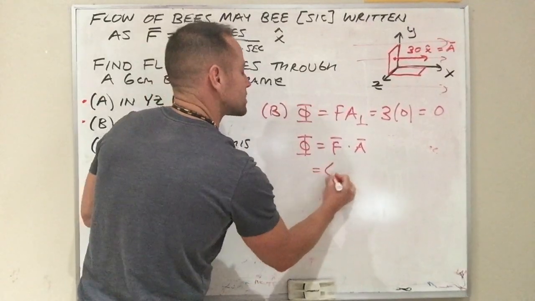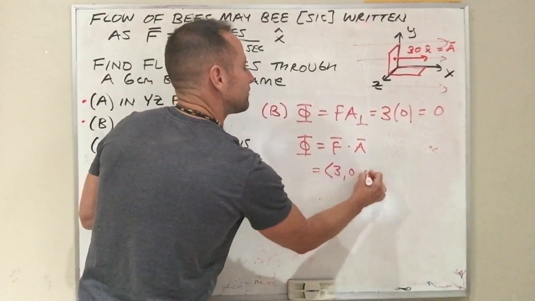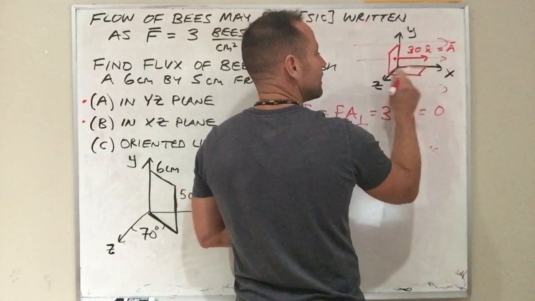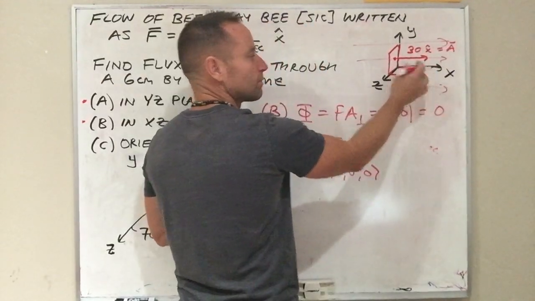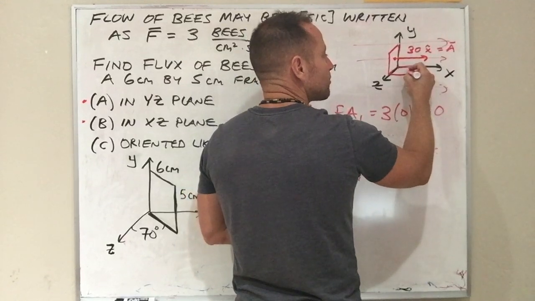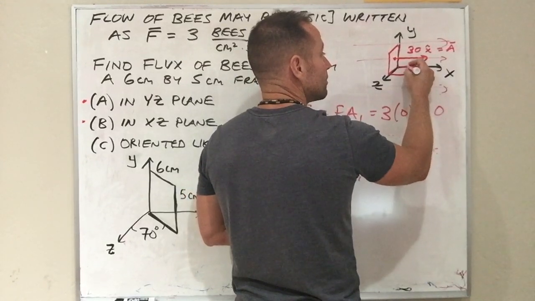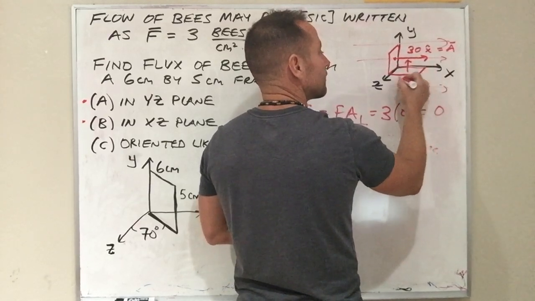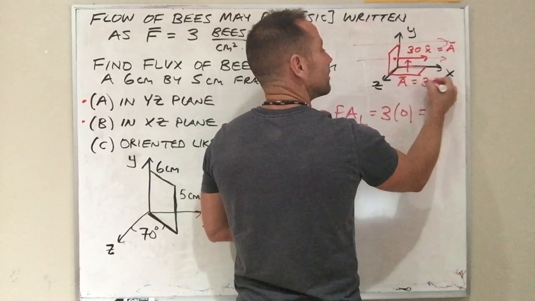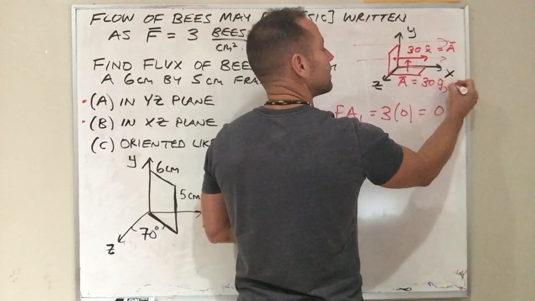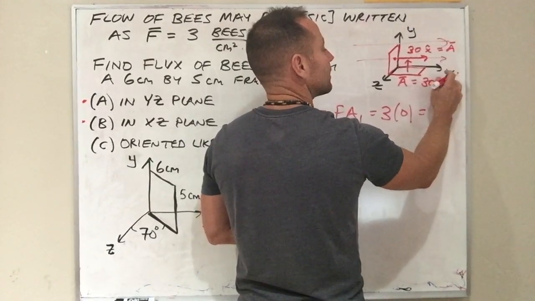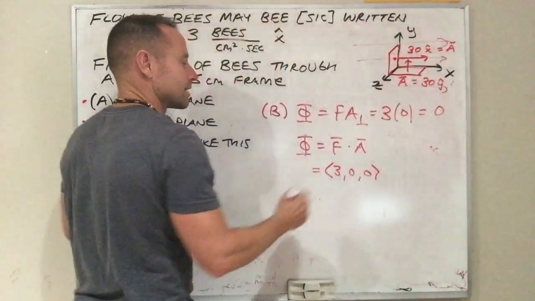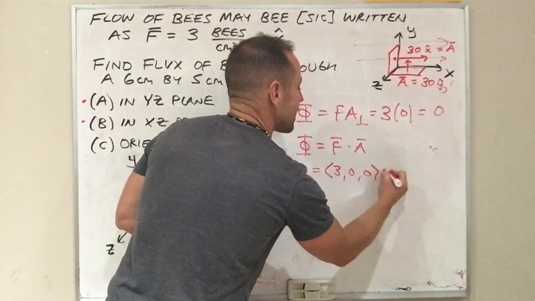Your F vector, of course, is still 3, 0, 0. Now what's going on is your A vector, for part B here, if you're orienting the frame like this, your A vector is going to point, again, perpendicular to the frame, or it would be like 30 y hat in this case. So in this case, the area vector would be 30 y hat. It's got magnitude equal to the area of the frame, and then it just points in the y hat direction. Or you could say in the minus y hat direction.